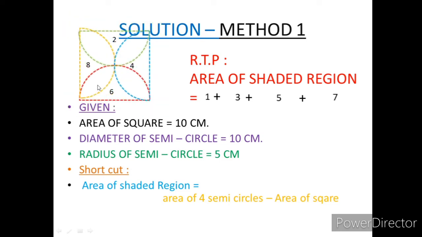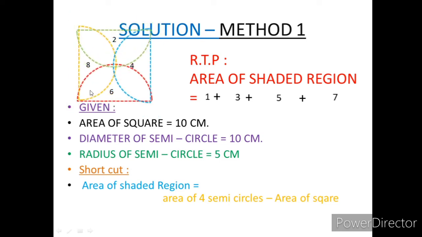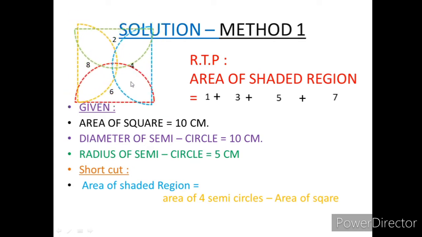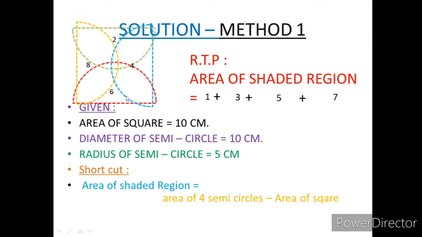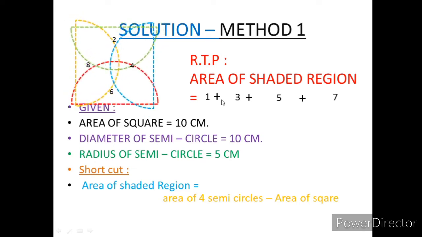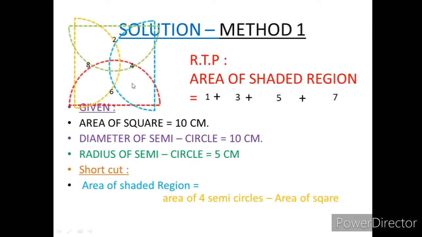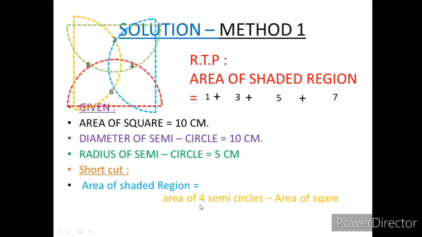If you take this part, it comes under the red color semicircle, and this also comes under the yellow color semicircle. If you come here, this also comes in the red color semicircle and also in the blue color semicircle. That's why these corner bits, the parts 1, 3, 5, 7, are repeated twice. That's why the area of the semicircles is greater.